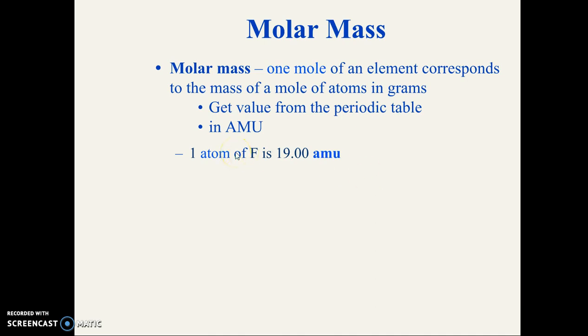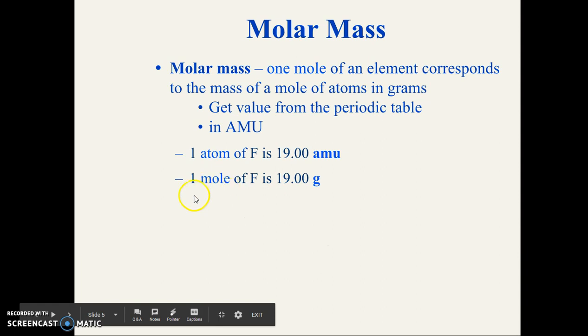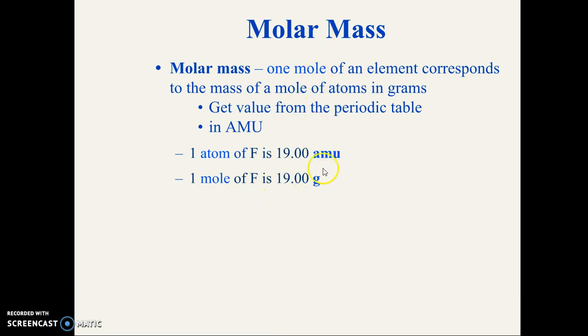So if I said I wanted a mole of fluorine atoms, 1 atom of fluorine is going to be 19.00 AMU. So if I just took 1 individual atom of fluorine, that 1 atom would weigh 19 AMUs. So I can think of it in terms of that, or I can think of it in terms of a mole of fluorine atoms. If I had 6.022 times 10 to the 23rd atoms, that would weigh 19 grams. So you can already see that we're going to take this unit of moles and use the molar mass to relate it to a unit that we can actually put on a scale in terms of grams.